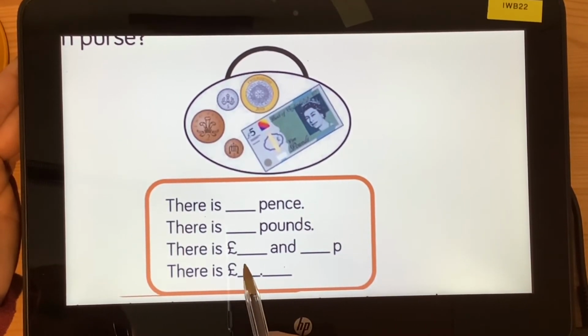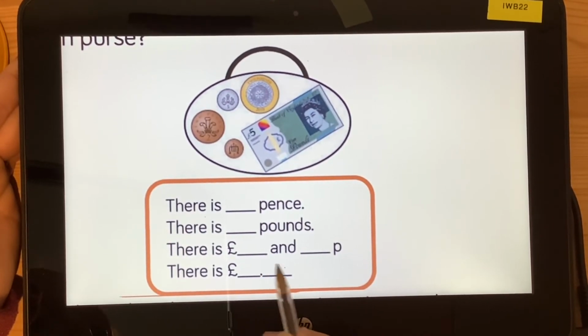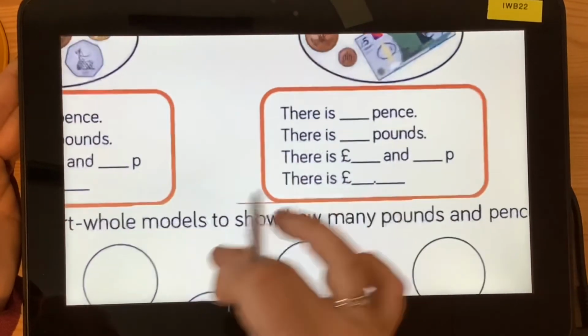Now this is when you've got to be careful. It's 7 and 0, 8. Because it's not 80 pence, it's 8. So £7.08. Again, I'll show you the answers in a second.